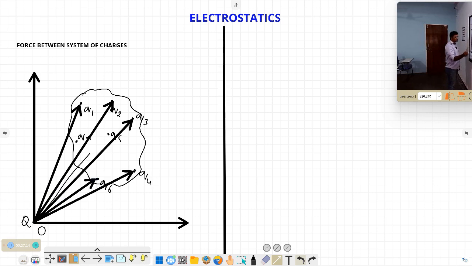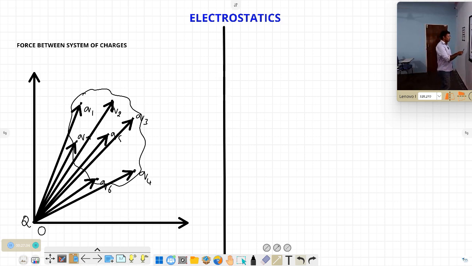Because different charges have different positions, the position of each charge we can write like this, up to n charges. We have taken a body that contains n number of charges. This is the way you can take the positions of the charges.